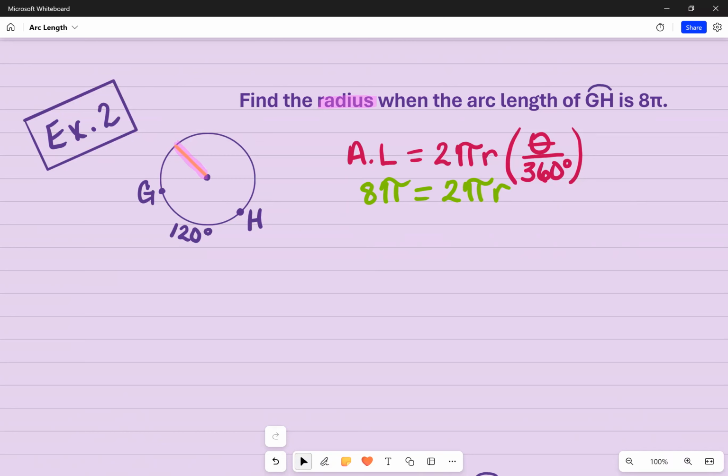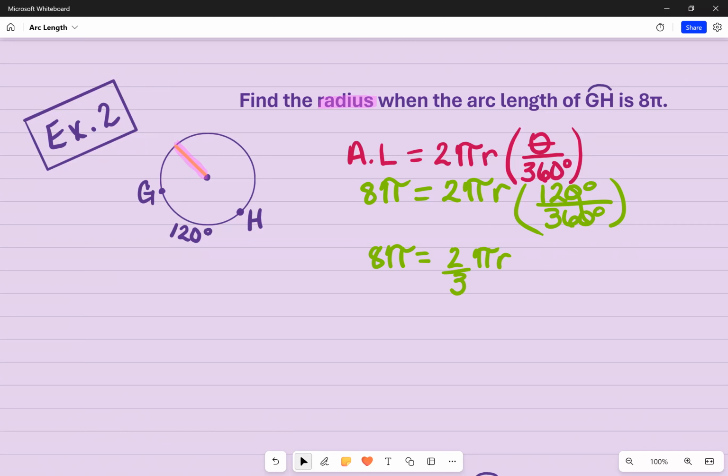And then I'm given that I have the arc measure of 120 degrees out of the entire circle measure of 360 degrees. So again, I'm going to get rid of these zeros, and I'm going to actually multiply across. And once I multiply across, I have 8 pi is equal to 2 times 12 divided by 36. Once I simplify that, that's 24 over 36, which simplifies down to 2/3 pi times r. So I want to get r by itself.